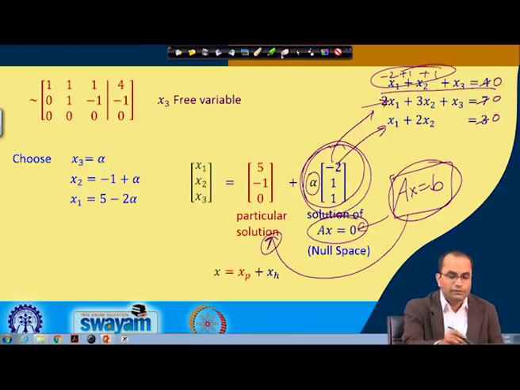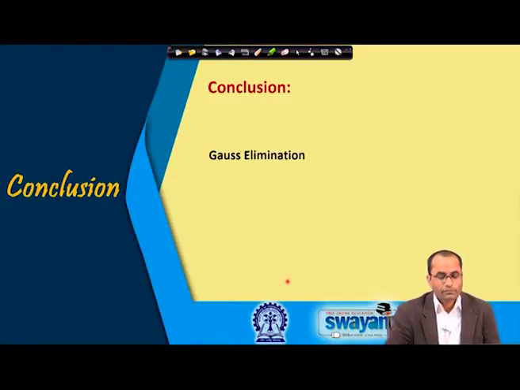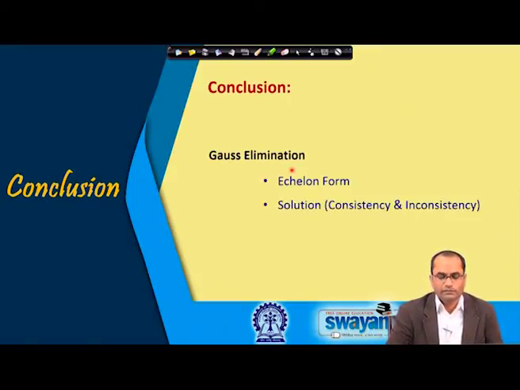More on this we will continue in our next lecture. What we have seen is a very basic introduction to the elimination technique, and in particular the very important echelon form, which we have seen at least for this 3 by 3 system. Based on this echelon form we can talk about the solution, and the consistency or inconsistency of the solution. All these cases of unique solution and infinitely many solutions can be discussed with the help of the echelon form.